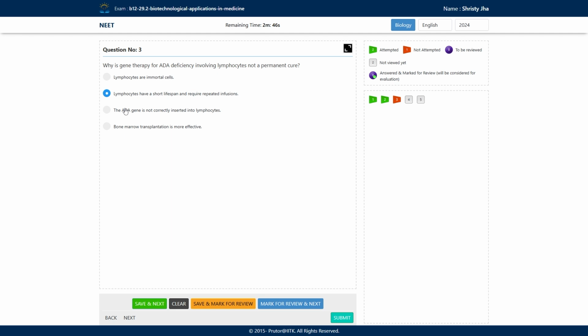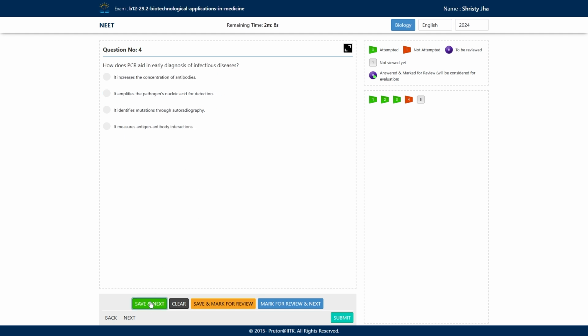If we do this therapy to the bone marrow, then it can be permanently cured. That we will discuss in the next class. Third option: the ADA gene is not correctly inserted into lymphocyte. No, this is not the reason. Even if inserted properly, we know that lymphocytes don't have a large lifespan, and after some time the lymphocytes are also going to die. Bone marrow transplantation is more effective, but the reason why gene therapy for ADA deficiency involving lymphocytes is not a permanent cure is the second option.